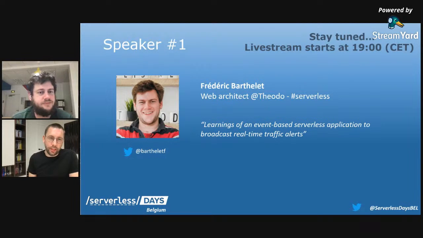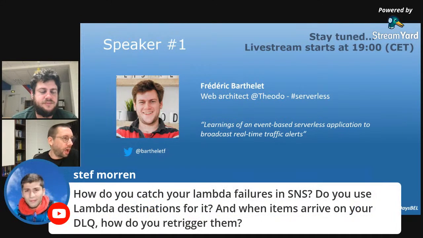Okay, cool, thank you. Another question, how do you catch your Lambda failures in SNS? Do you use Lambda destinations for it? Or when items arrive on your DLQ, how do you re-trigger them?